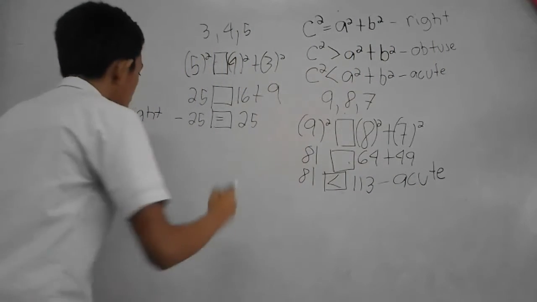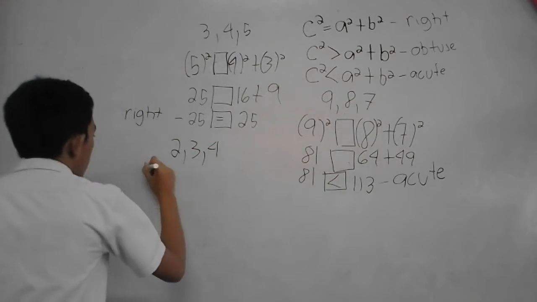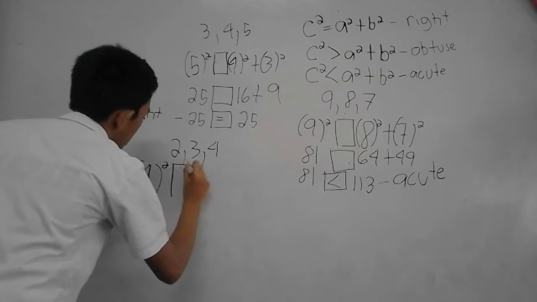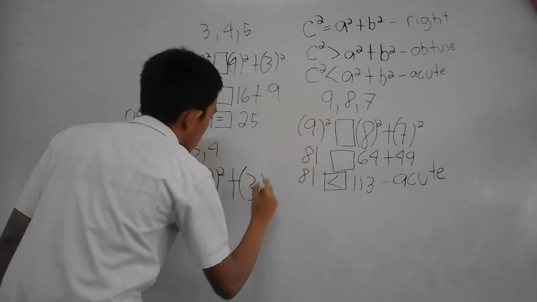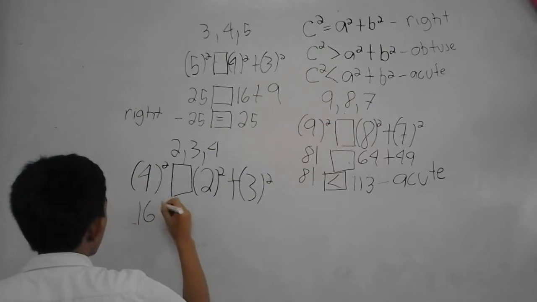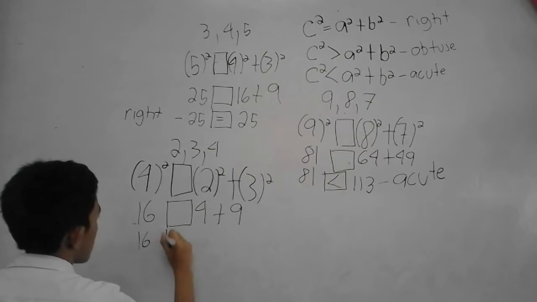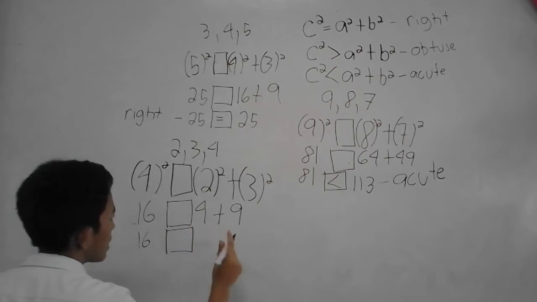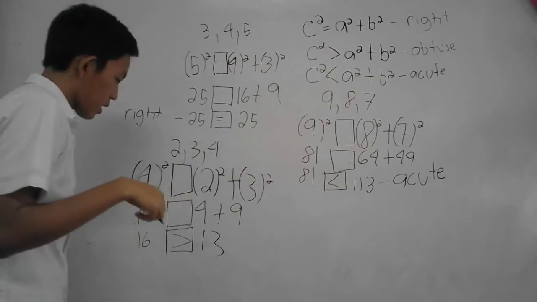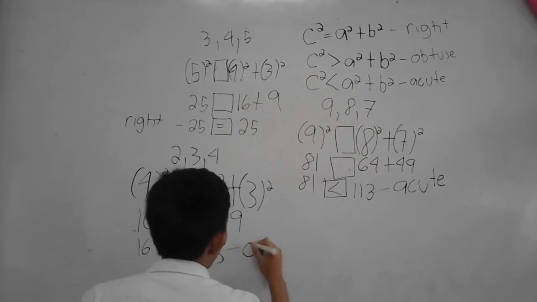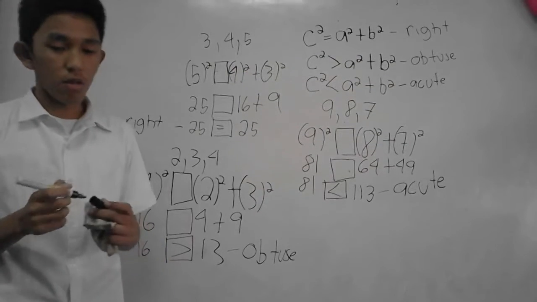Suppose you are given a triangle which has sides 2, 3, and 4. The longest side is 4, so this is the c. 4 squared compared to the sum of 2 squared and 3 squared. 4 squared is equal to 16, and 2 squared is equal to 4, while 3 squared is equal to 9. 4 plus 9 is equal to 13. So the square of the hypotenuse is greater than the sum of one side squared plus the other side squared, so we can consider that this is obtuse. And that's how you classify whether a triangle is obtuse, right, or acute. So that's all.